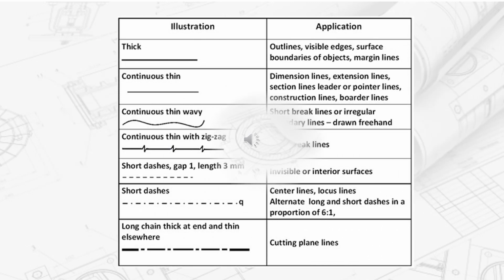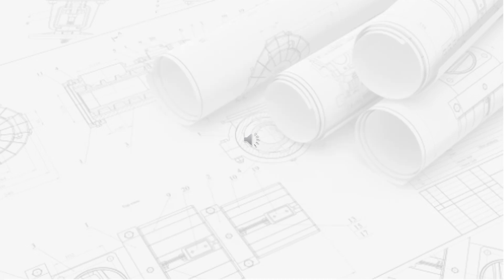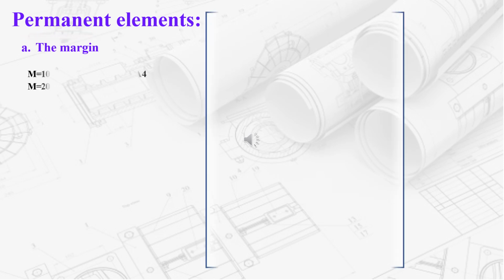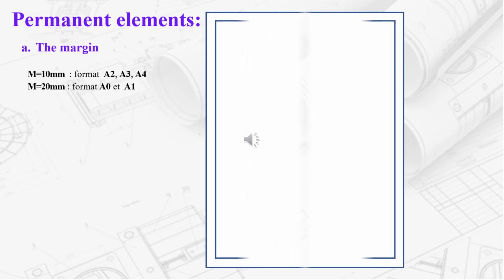In general, each line should have one of the 2 thicknesses, thick or thin. For example, the continuous thick line is used for outlines, visible edges, etc. However, the continuous thin line is used for dimension lines, extension lines, etc. To prepare the sheet of paper for the drawing, we have to follow some permanent elements. Firstly, we have to draw the margin by a strong continuous line.